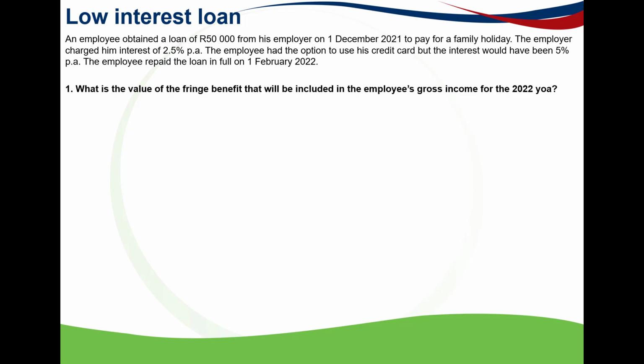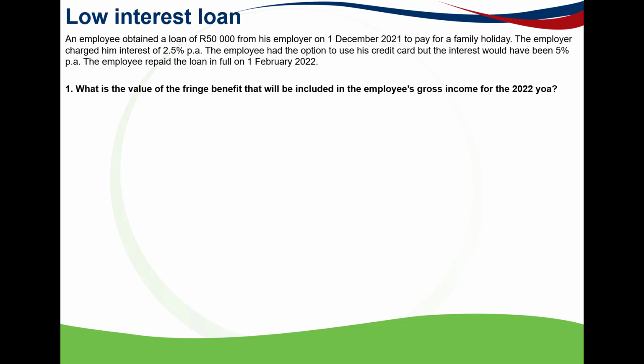Right. So the amount that will be included in gross income for a low interest loan would be the difference between the official rate of interest less the interest that was paid by the employee, times the capital portion of the loan. Obviously, you will need to apportion that if the loan was not provided for the entire year of assessment. So let's look at how we would go about that.